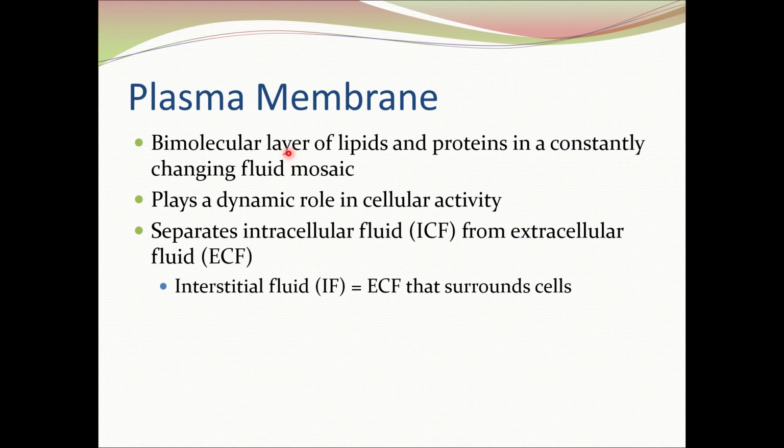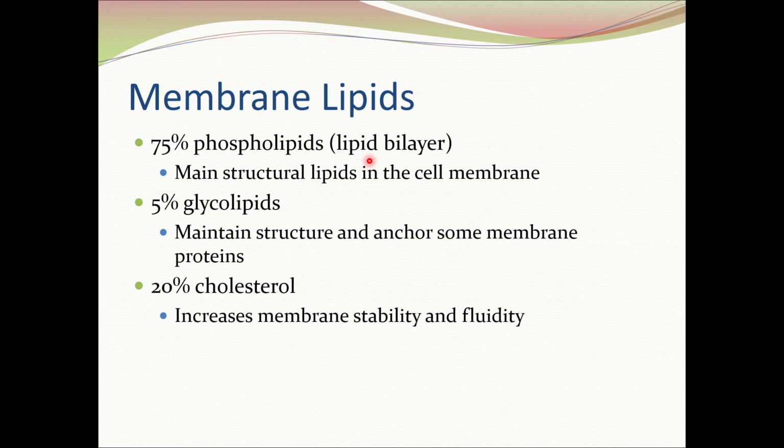The bimolecular layers are made of lipids and proteins. Here are the lipids. 75% of the lipids are phospholipids. And so you'll commonly hear the plasma membrane called the lipid bilayer. 5% is glycolipids, which are lipids that have a sugar attached to them, and 20% is cholesterol.